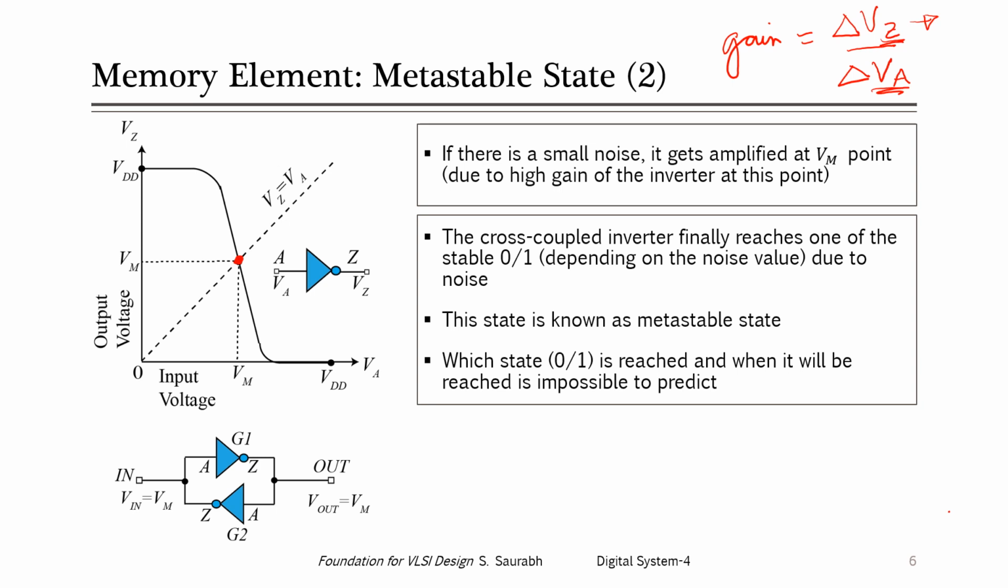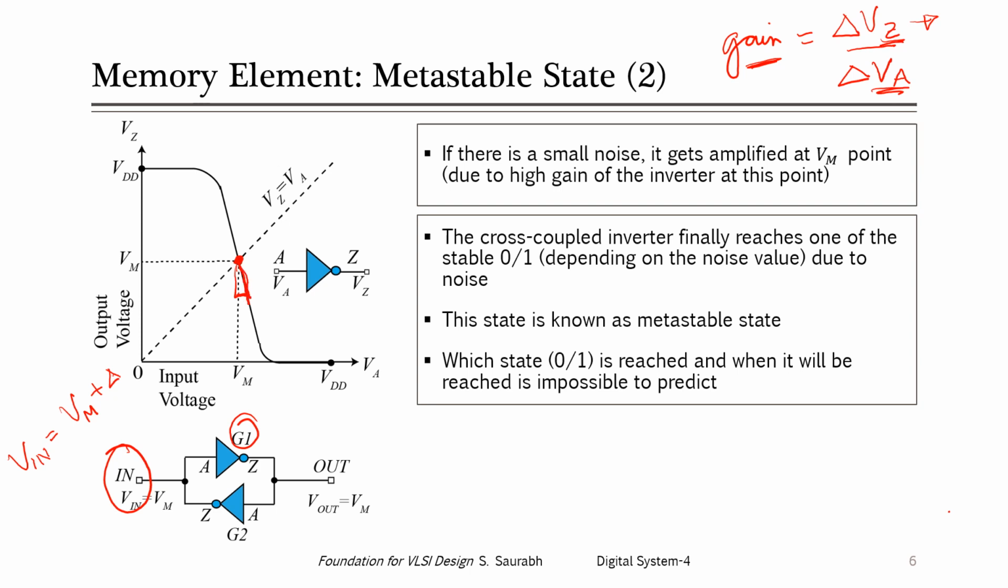So from this point Vm, let the input voltage, that is V in, increase slightly. So V in was Vm plus delta, a very small positive voltage. Because of this small positive voltage, since the gain is very high, there will be a large change in the output of G1, and it will move in the direction towards 0 volt. Why? Because the slope is in this direction.